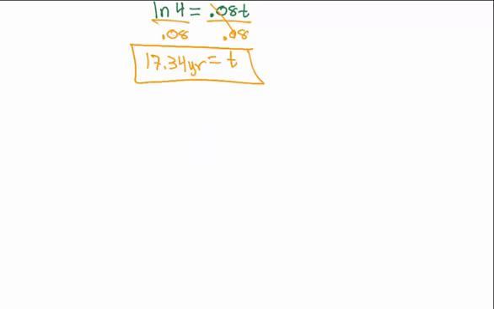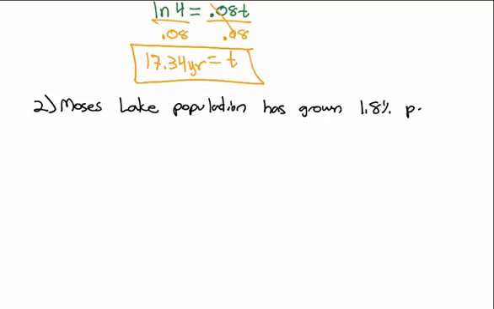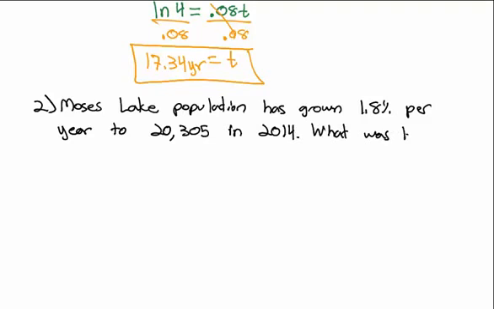Let's take a look at another application. The Moses Lake population has grown 1.8% per year to 20,305 in the year 2014. What was the population in 2000?